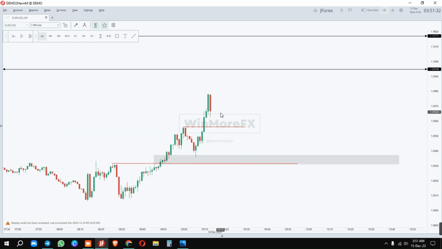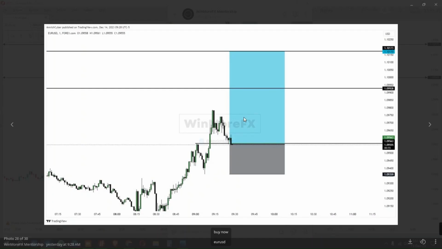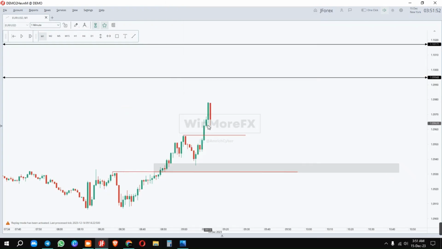So at this time I was on the chart. As you can see, I asked the mentorship on the 1 minute to buy now. That was my entry, and my first target was on the 4-hour fair value gap and the 4-hour high, as you can see.